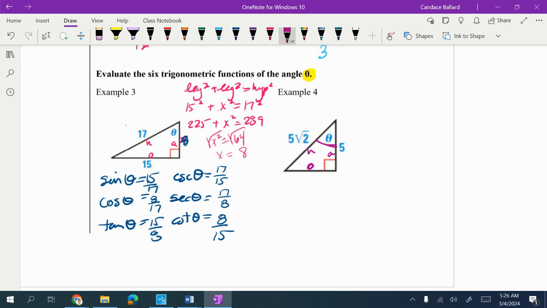So one of my legs is 5, so I'm going to go 5 squared plus, I don't know what this is, I'm going to call it x. So x squared equals 5 square root of 2 squared. And notice my squared is on the outside of that. So 5 squared is 25. I'm going to distribute this in. So that would make it 5 squared is 25.